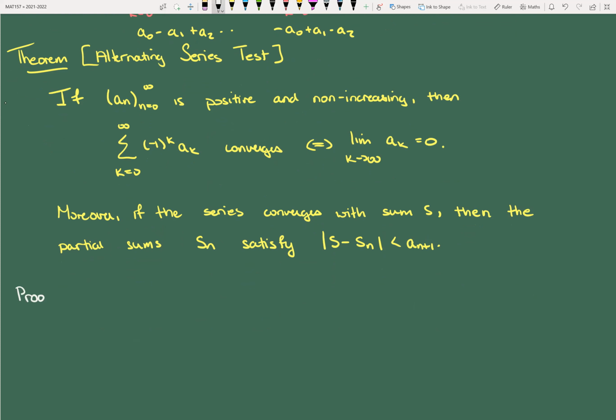Now, one direction is fairly easy. I'm going to hand wave it just a little bit and make you figure it out. Am I? No, I think I could probably even just do it rigorously. But which way do I want? Let's do the forward direction. I think this is the easier one. So let's assume that the series converges.